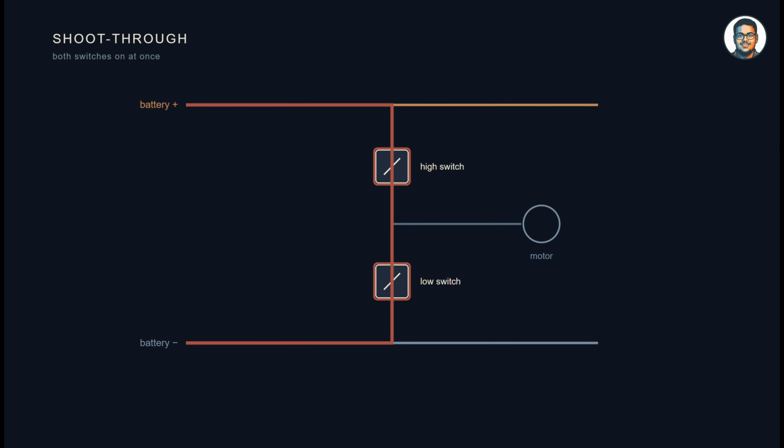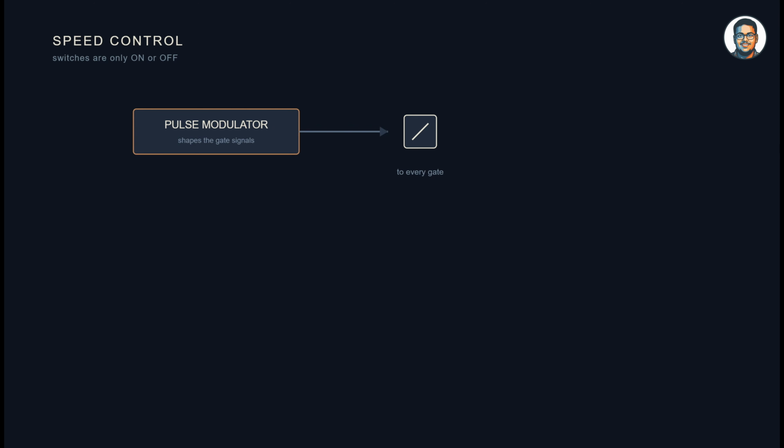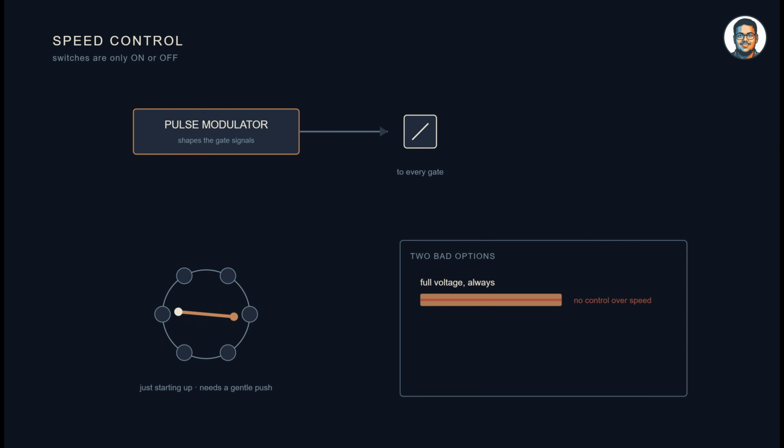Both the switches for a given phase cannot be turned on together because that will short the battery. But for any given step in the sequence, there is a pulse modulator that controls how much of the voltage is to be supplied at any given time. In a dynamic environment, you don't necessarily want the system to only run on its maximum setting, especially when the motor is just starting up. You can control the rotation by changing the battery's supply voltage, but it is not a practical method.